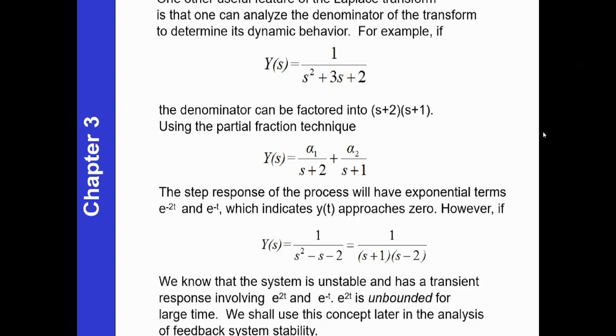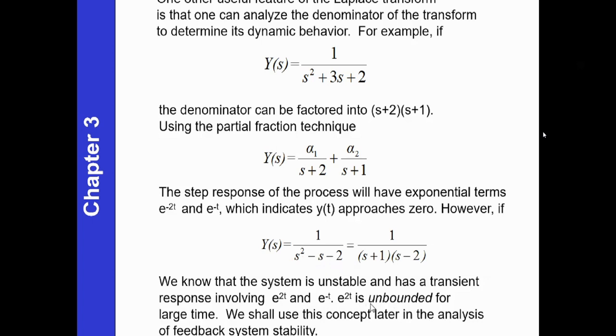This one here, s plus 2 becomes e to the minus 2t. s plus 1 becomes e to the minus t, which indicates y(t) approaches 0. And we also know that Y(s) is equal to 1 over s squared minus s minus 2, where s squared minus s minus 2 is equal to (s plus 1)(s minus 2). Then we know that the system is unstable and has a transient response involving e to the power of 2t and e to the minus t.